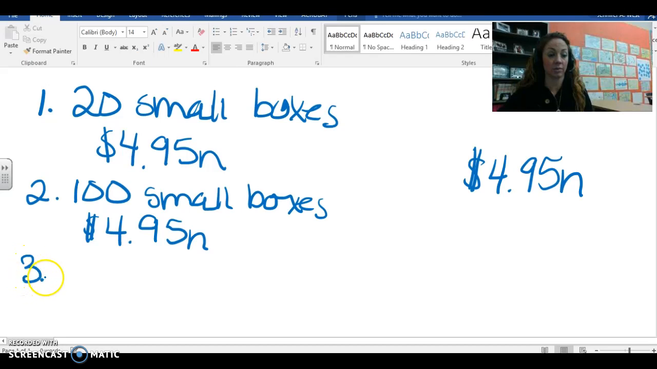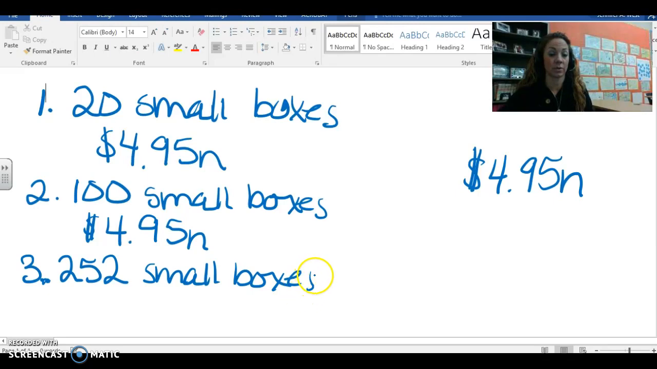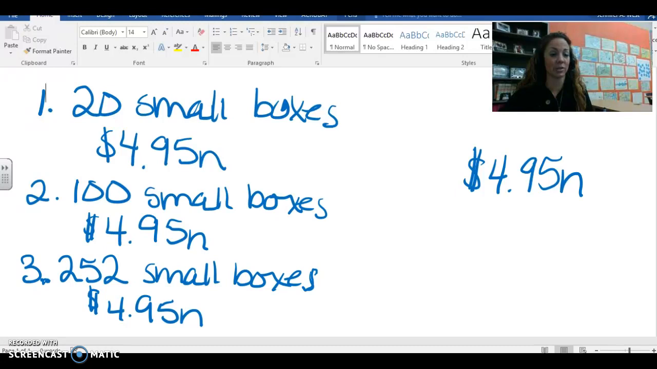And then the third, you're going to find out how much it costs to ship 252 small boxes. And you're still going to use $4.95 times n. So make sure you get all of this in your notes, and I'll see y'all in class.